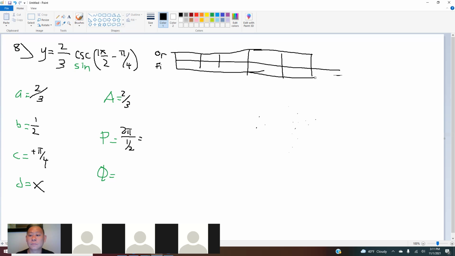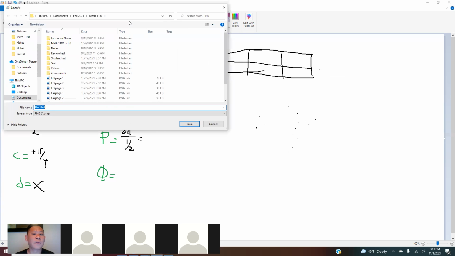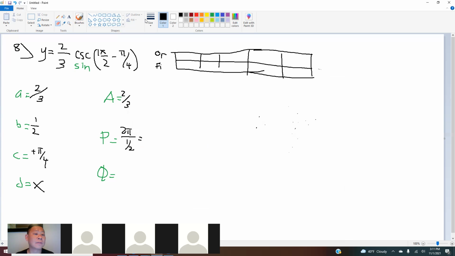So just 2 pi over 1. Pi. Sorry, what is 2 pi over 1/2? No, this is the same thing as 2 pi divided by what? 1/2, right? Which is the same as what? 4 pi. Yes, this is actually 4 pi.